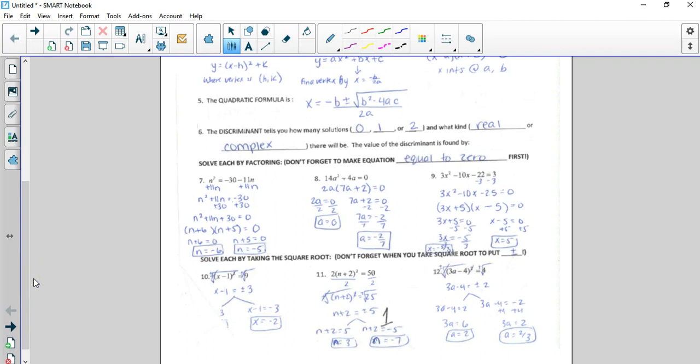The bottom ones are 7 through 9. You're solving by factoring. Okay? So you got to make sure it's equal to 0 first at all times. When you're doing this, like number 7, even though it would be easier to move the n squared over this way, I highly suggest that you keep the n squared positive.